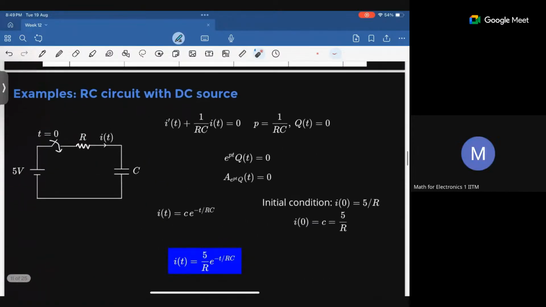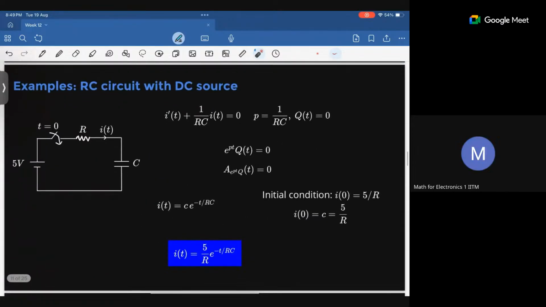So we'll also solve quickly this RC circuit with DC source, the second example that we have discussed. In that equation also we have P of X to be constant, which is 1 by RC. So R and C is given to us, so 1 by RC will be a constant and Q of T will be 0. So e power Pt Q of T will be 0, and the antiderivative of e power Pt Q of T will be 0 because the integral of 0 is 0.